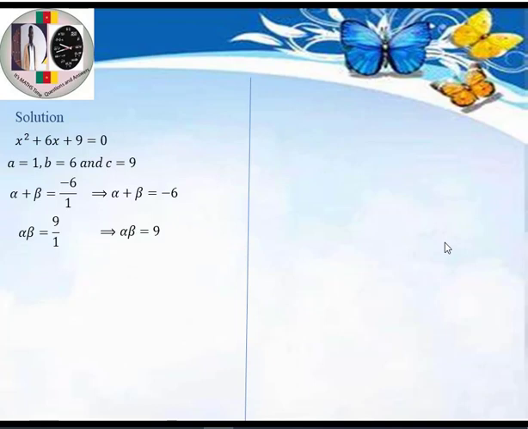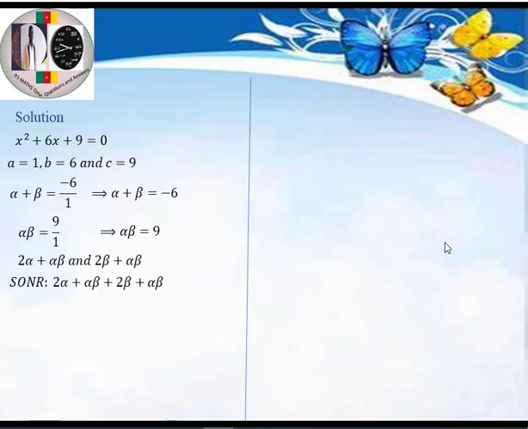Now, for us to form a new equation, we know that the new roots of that equation must be 2 alpha plus alpha beta and 2 beta plus alpha beta. So we are going to look for the sum of new roots, which we denote as SONR. Sum of new roots will be 2 alpha plus alpha beta plus 2 beta plus alpha beta.